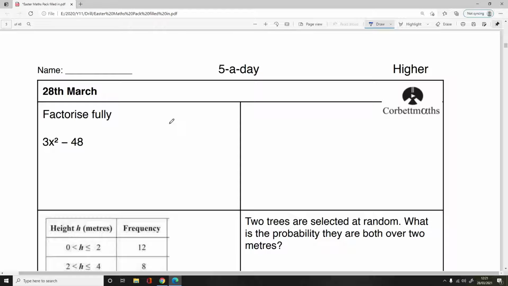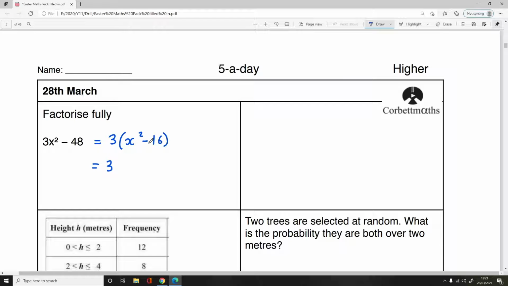Factorize fully. Factorize means put into brackets, and you've got to ask yourself, well, is this going to be 1 bracket or 2 brackets? And if you can, try and take out any common factors right at the start. So 3 goes into both of these terms. I'm going to take that out before I do anything, because it will make factorizing what's left easier. It's important to say that I don't get rid of it. I'm not dividing by 3 so much as I'm taking out a factor of 3.